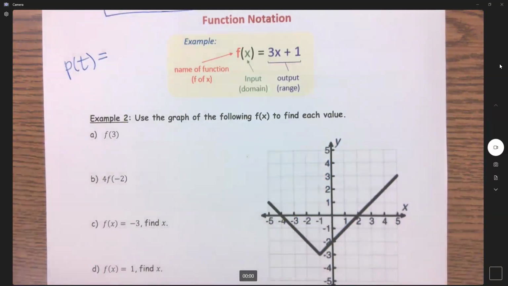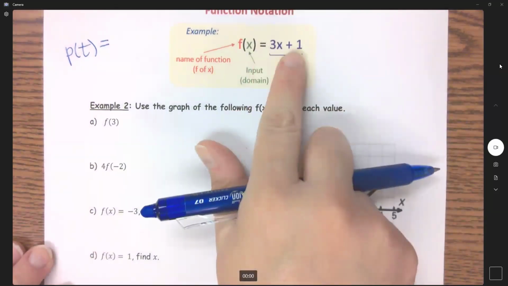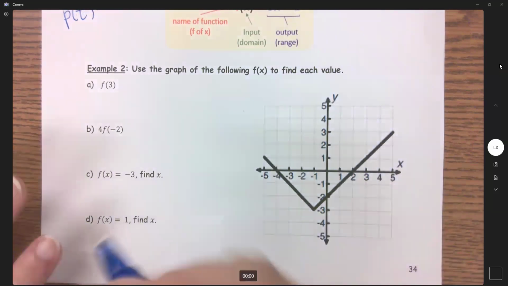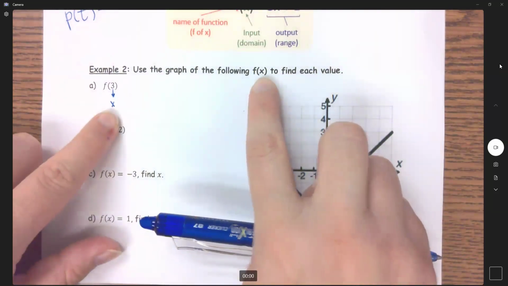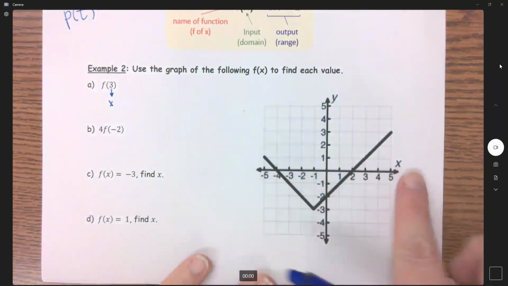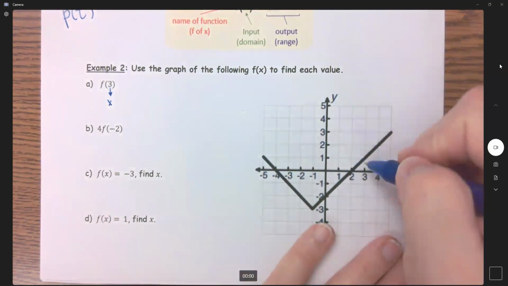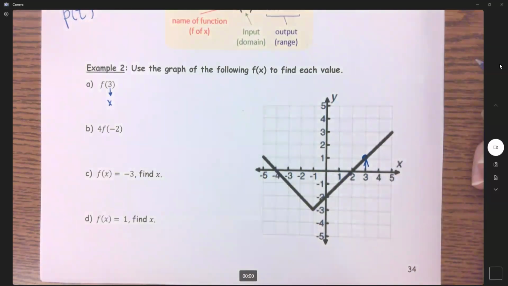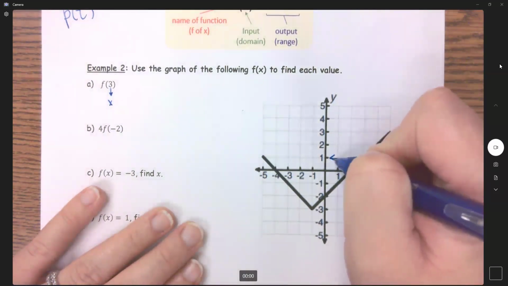So example 2 says use the graph of the following f of x to find each value. So we don't have the equation like I have here, but I can find it based off of this graph right here. So if I have f of 3, this 3 represents my x, right? Because this is usually f of x. So here x equals 3. So on this graph, I'm going to come along my x-axis to where x is 3, and I want to meet my graph. I have no graph below, so I know I need to go up. Here is my point on my graph. What is my y value when my x is 3? And that would be 1.